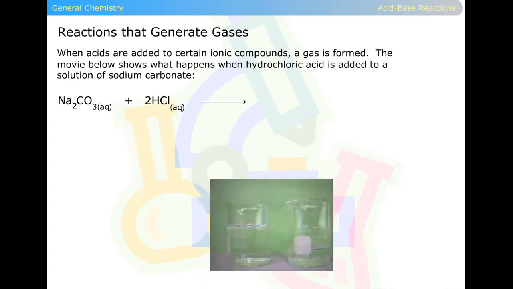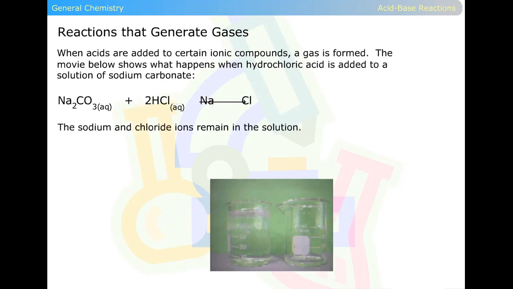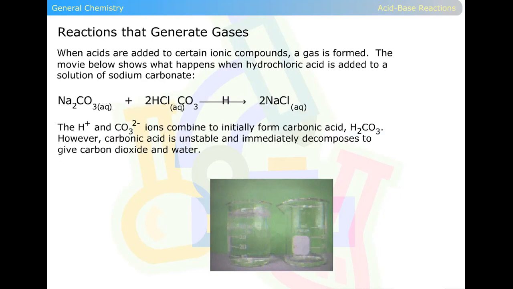Reactions that generate gases. When acids are added to certain ionic compounds, a gas is formed. The movie below shows what happens when hydrochloric acid is added to a solution of sodium carbonate. The sodium and chloride ions remain in the solution. The H+ and CO3 2- ions combine to initially form carbonic acid, H2CO3.